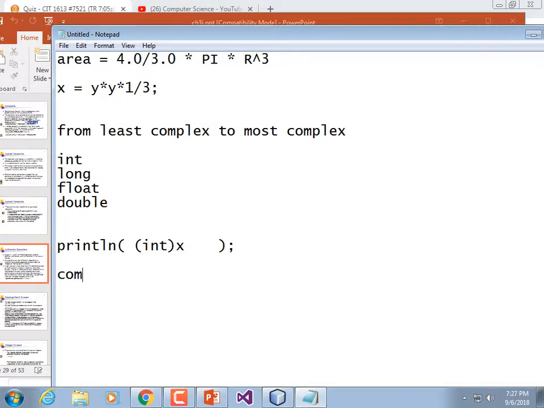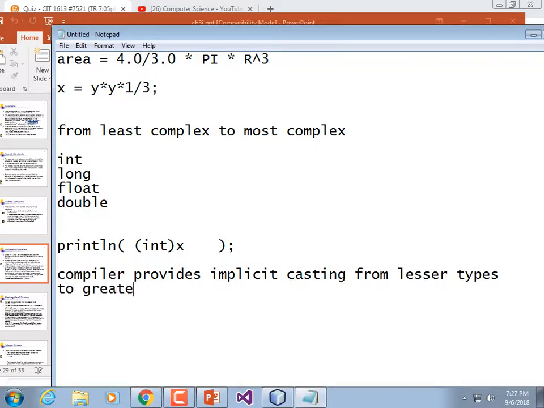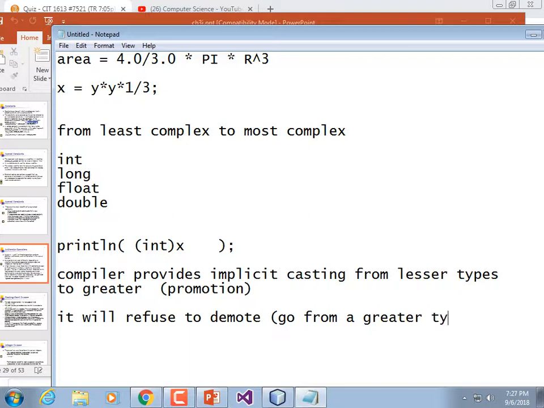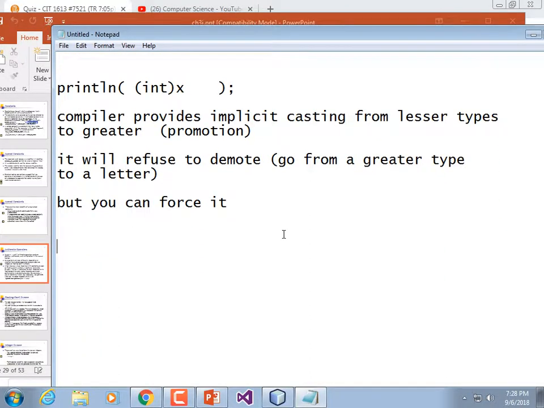So, the compiler provides implicit casting from lesser types to greater, which we already said was promoting. It will refuse to demote, to go from a greater type to a lesser, but you can force it with explicit casting.